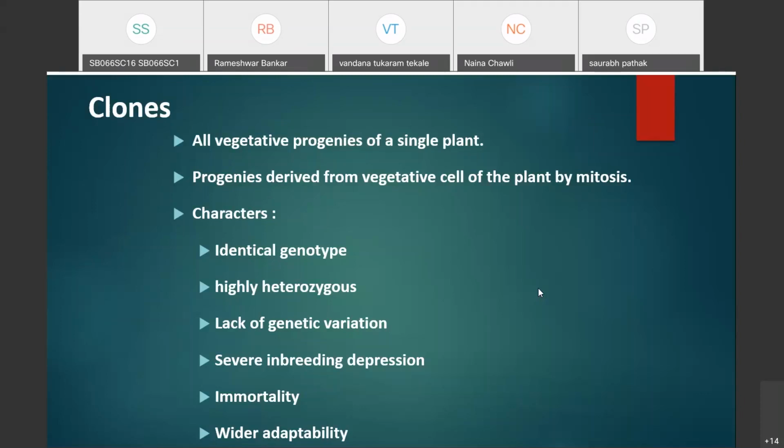And that's why if these clones are propagated by vegetative means for many generations, or used for many years of cultivation, the clones retain their original characters as such. That's why we say the clones are immortal.